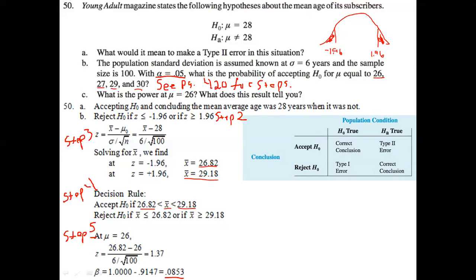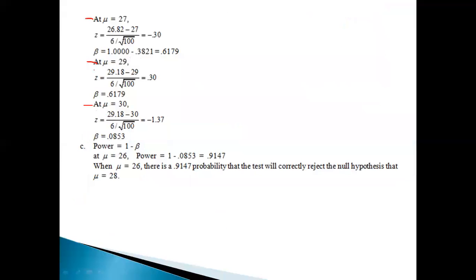So at 26, we're solving for z, so we have the lower end, we have 26.82 minus 26 divided by the sigma of 6 divided by the square root of 100, which is 1.37. If we look that up in our table, that's 0.9147, but we need to take 1 minus that to get the region we need. And so that gives us a probability of 0.0853. So that's our beta.